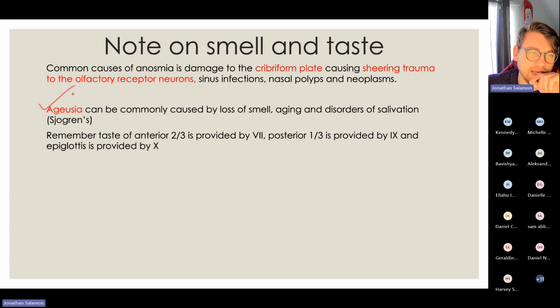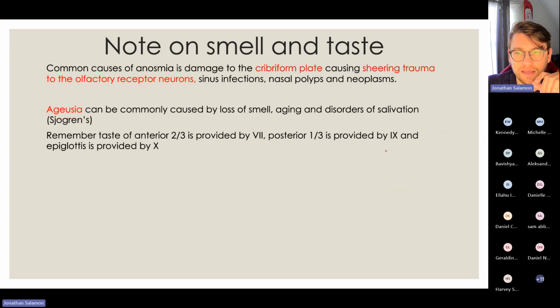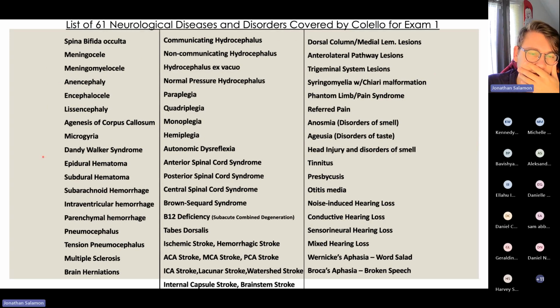Know that you need to be able to smell the taste. Remember that 7 provides the front of the tongue and the back is provided by 9. Epiglottis, we taste with our epiglottis apparently. It's a stupid fact they might ask about. It's 10. These are all of Dr. Colello's little diseases. We talked about all these.